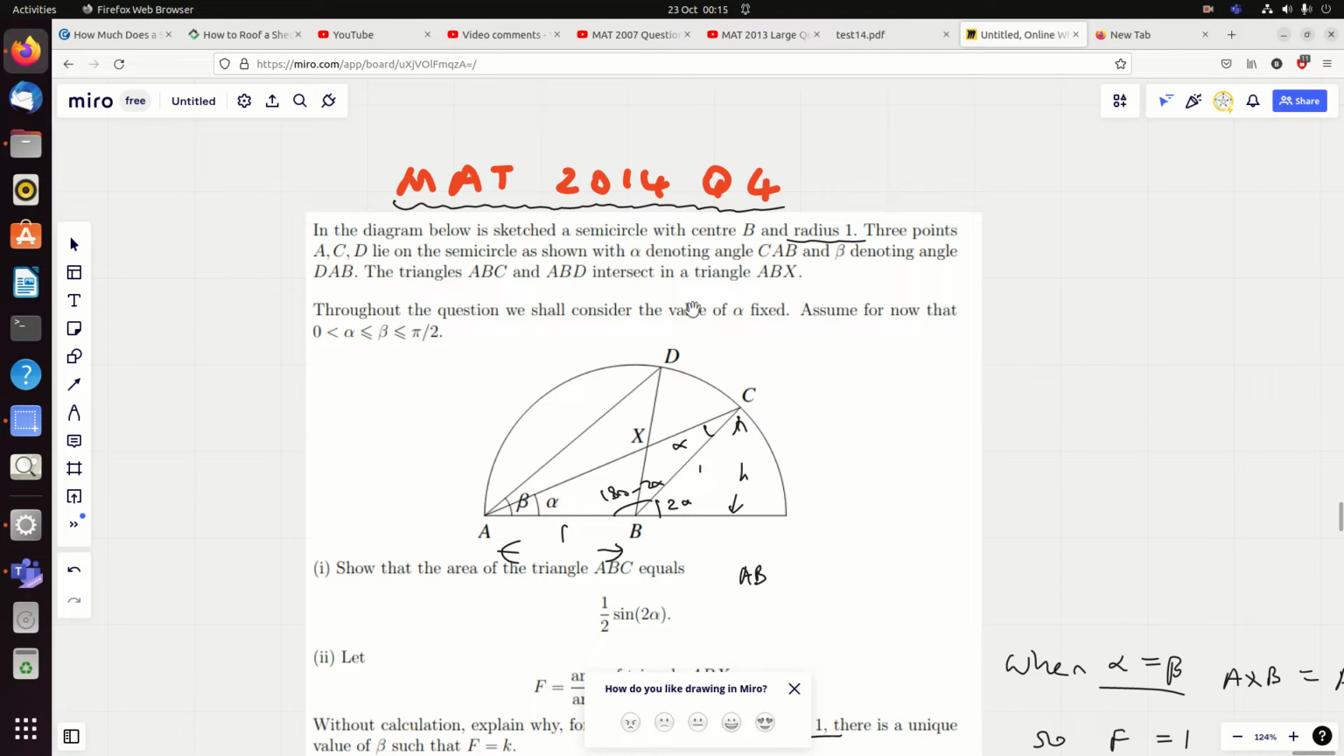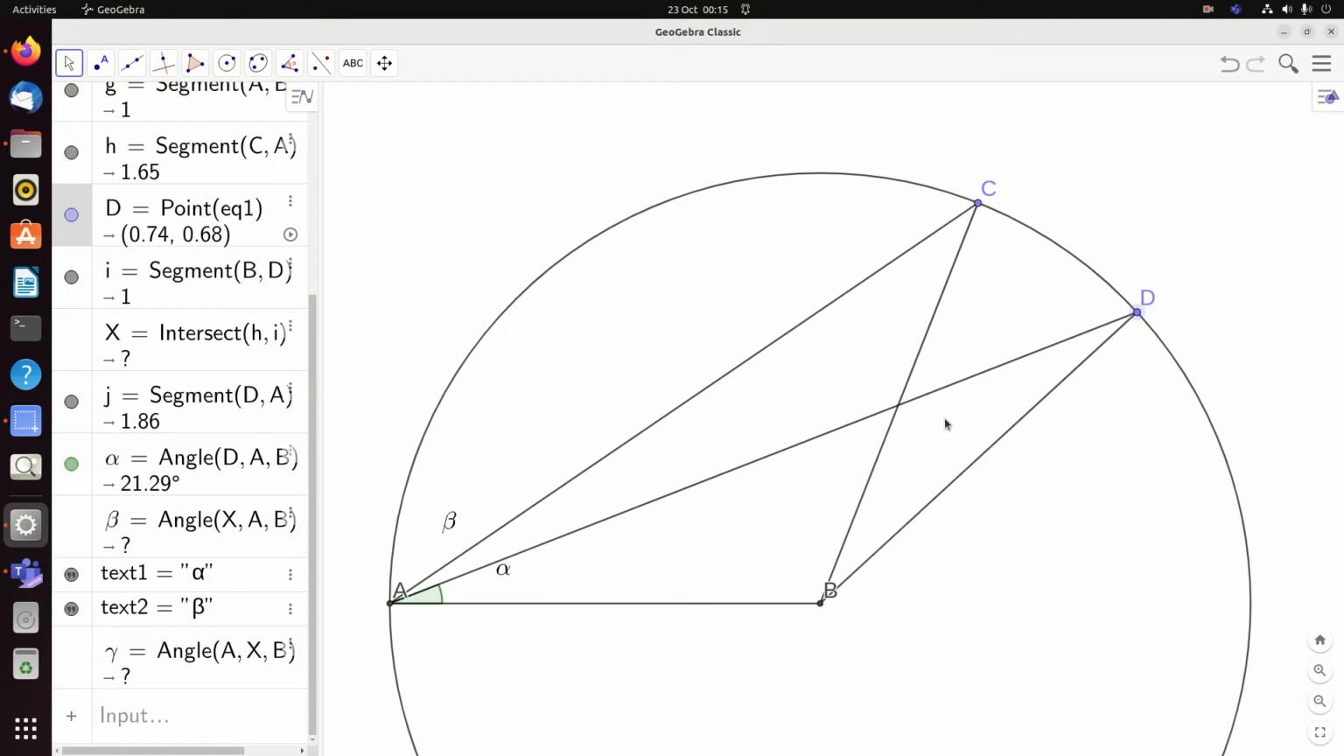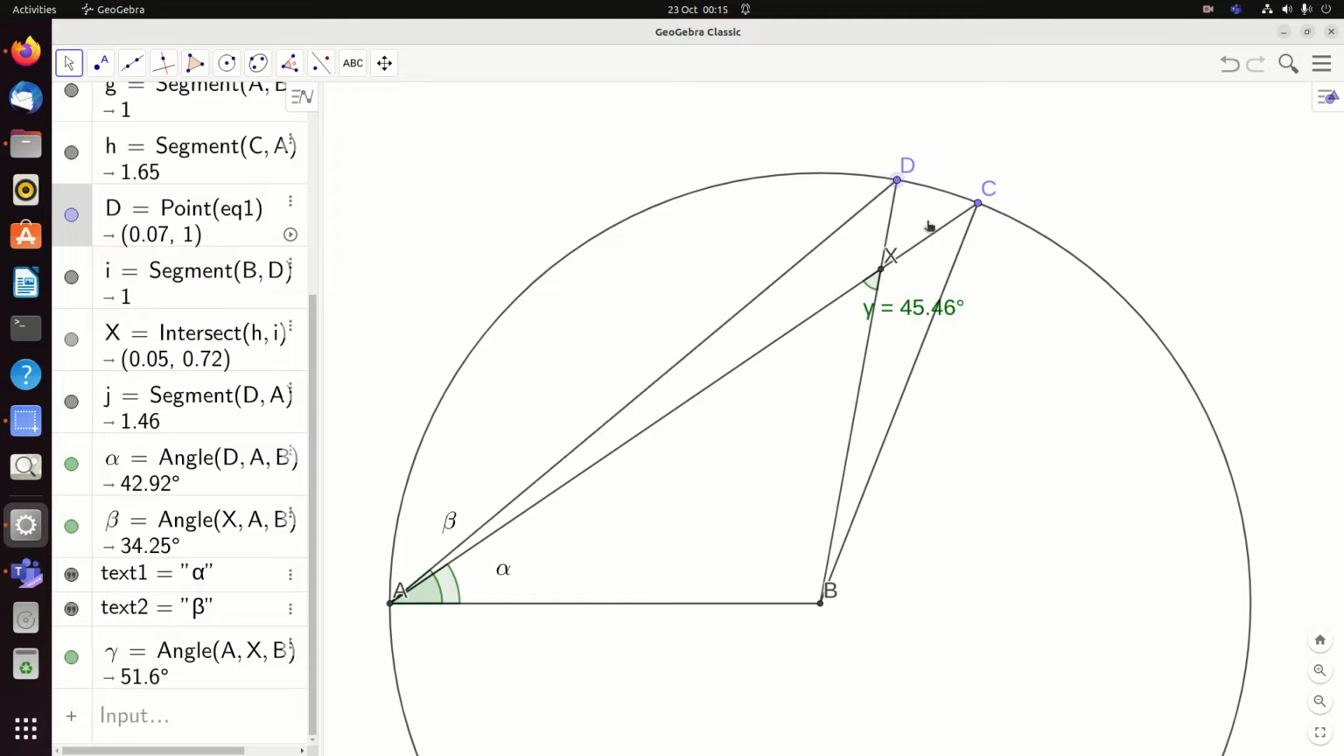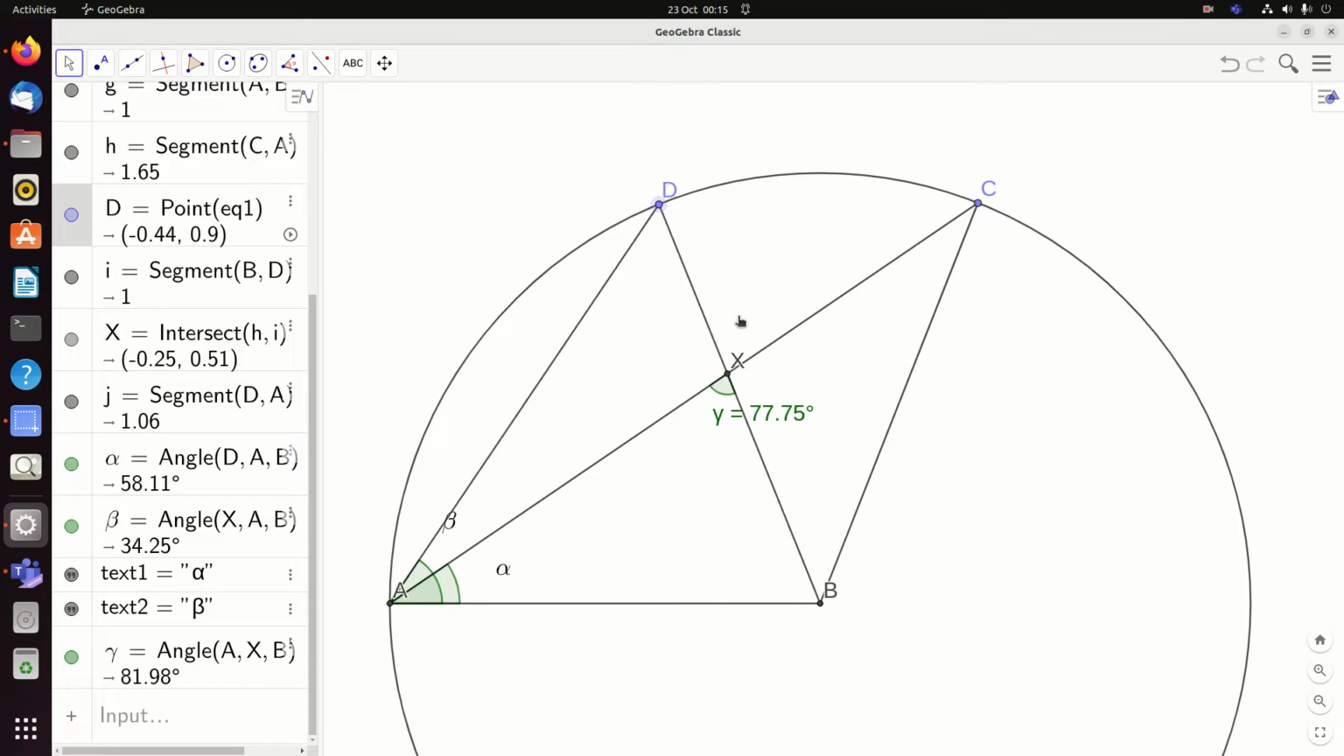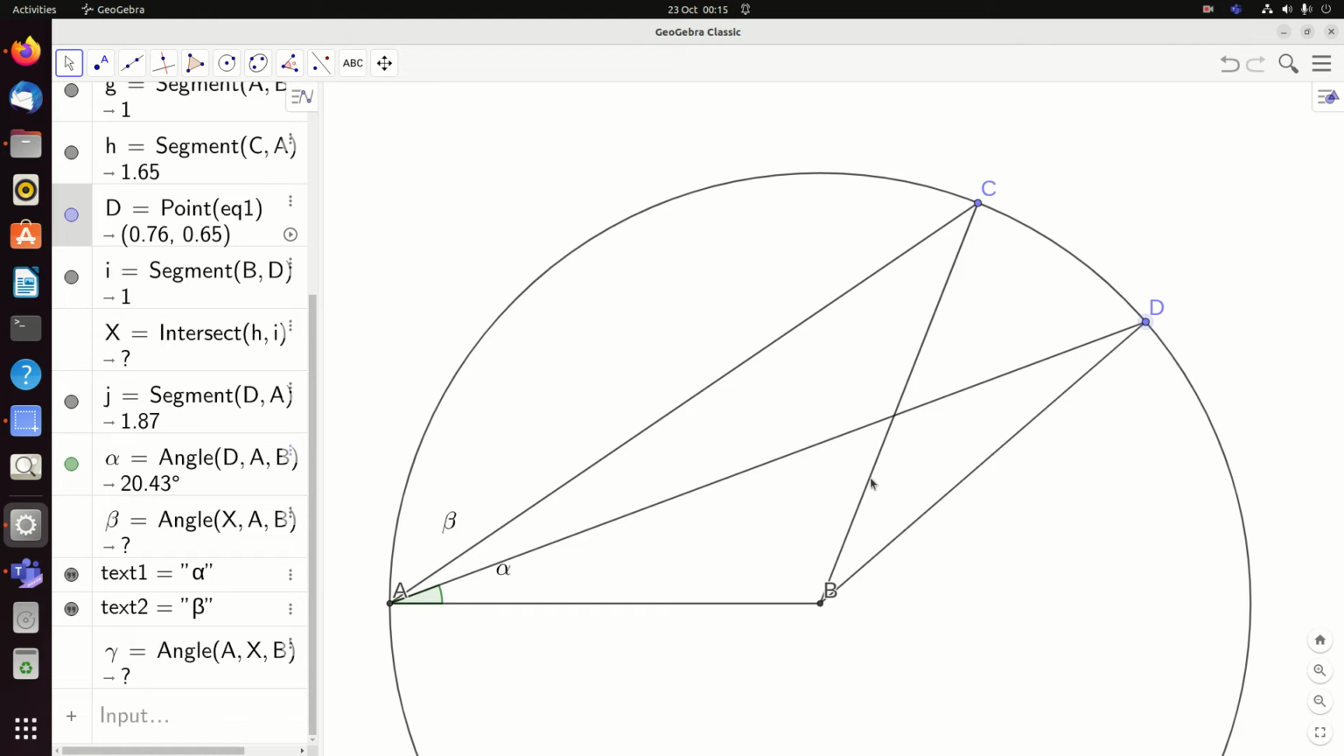What is X? The triangles ABC and ABD intersect in a triangle, say triangle ABX, which means all of a sudden X is over here. Do you see that? So before I had an X because I told GeoGebra exactly that it's going to be that point. But now it's going to be this point here.